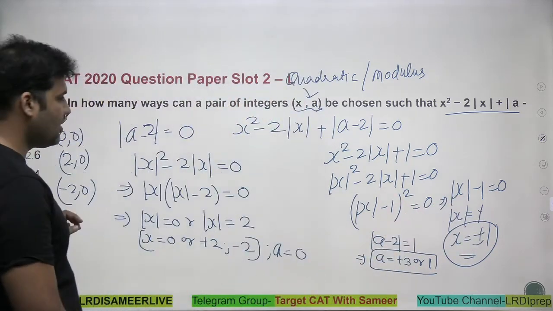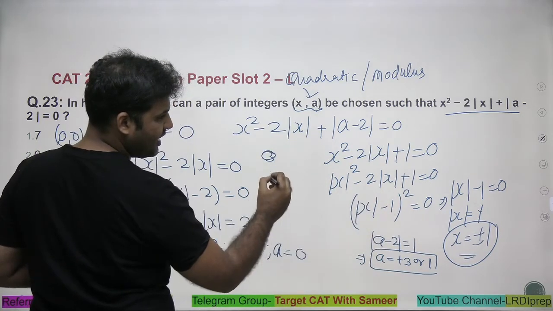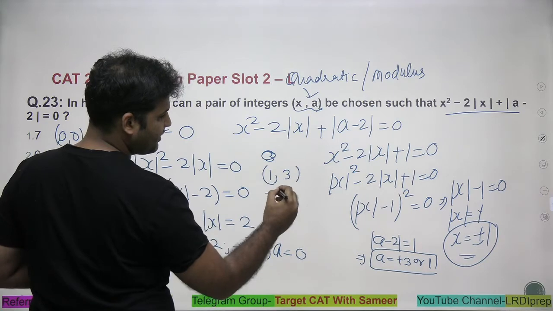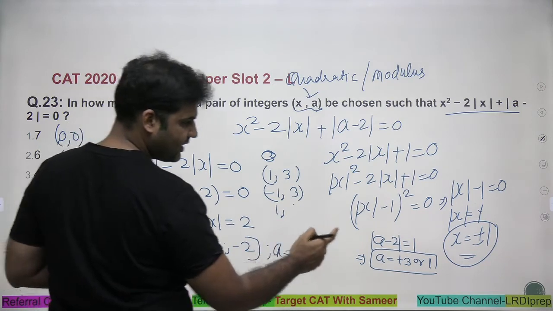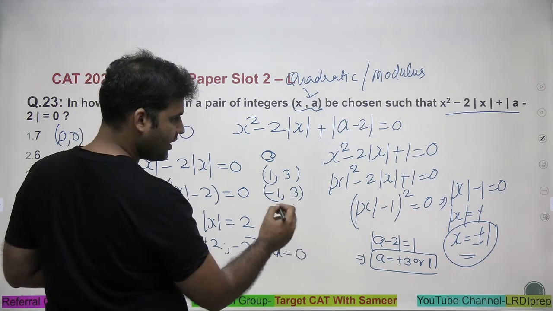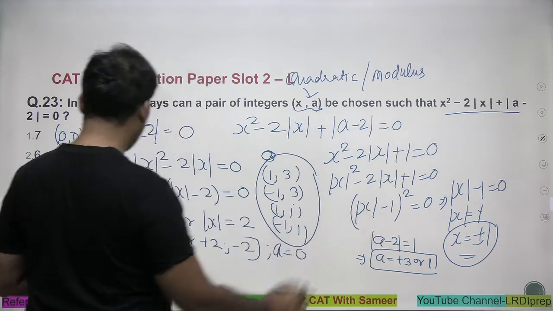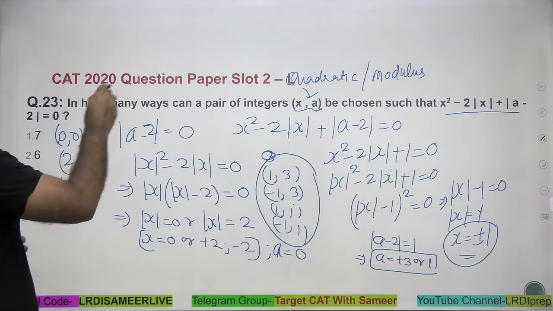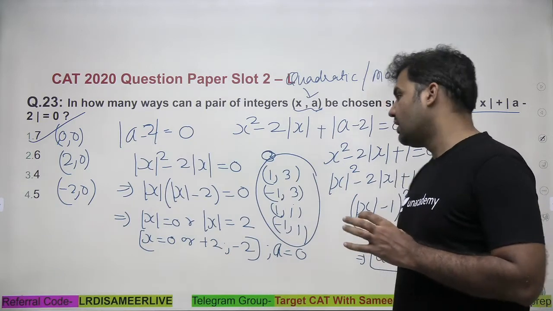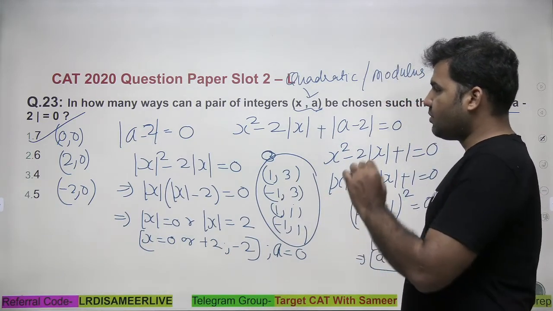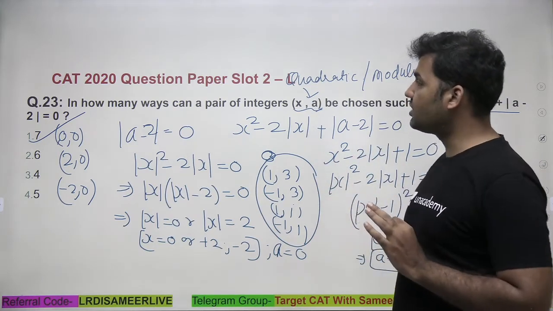So how many pairs will we be able to make? We'll be able to make the pair x as 1, a as 3; x as minus 1, a as 3; x as 1, a as 1; and x as minus 1, a as 1. So 4 pairs in the second case, 3 pairs in the first case, total number of pairs would be 7. This one was a challenging question of CAT 2020 slot 2. Not a difficult one, but the modulus concept should be properly clear to handle a question like this. An excellent question asked in 2020 slot 2.